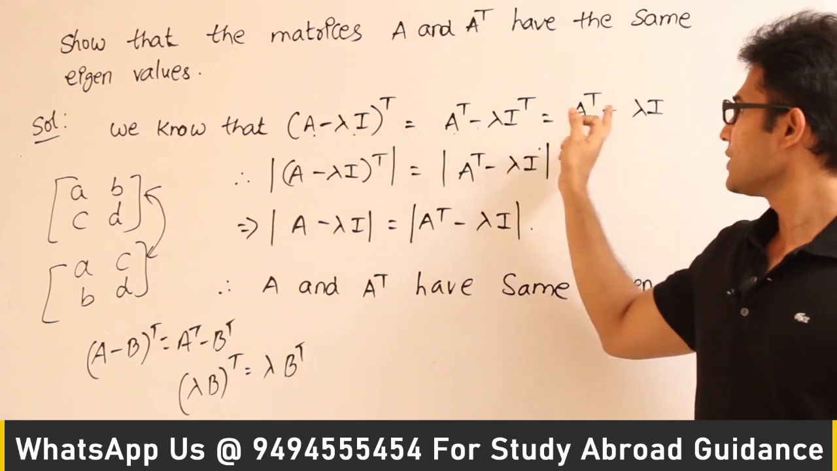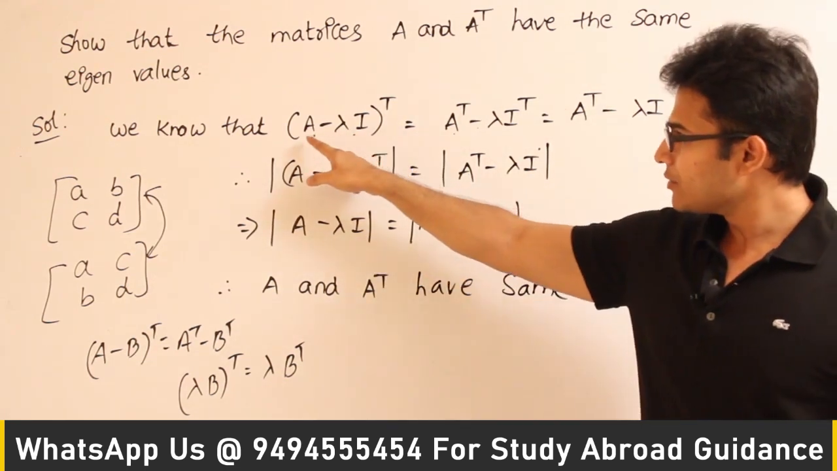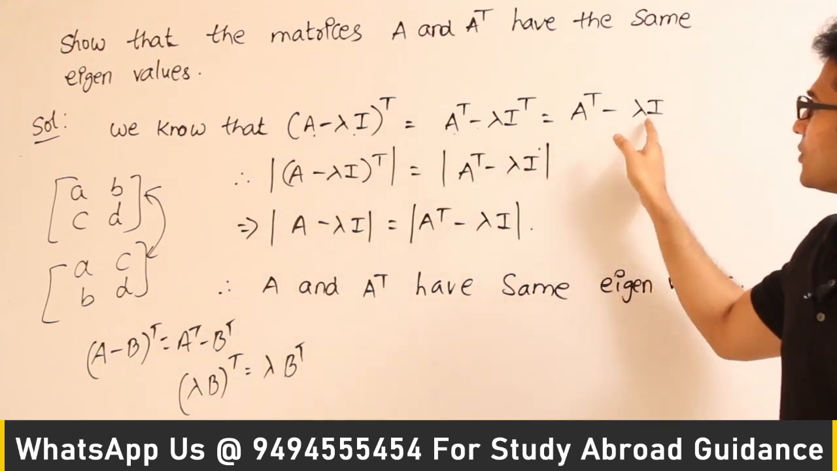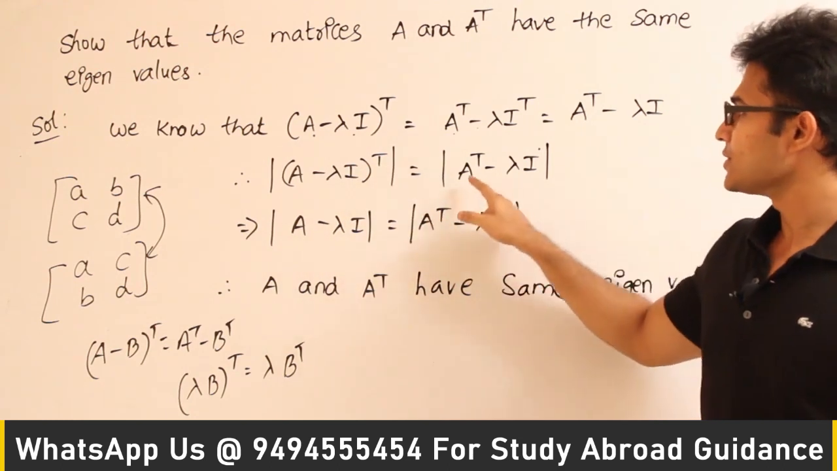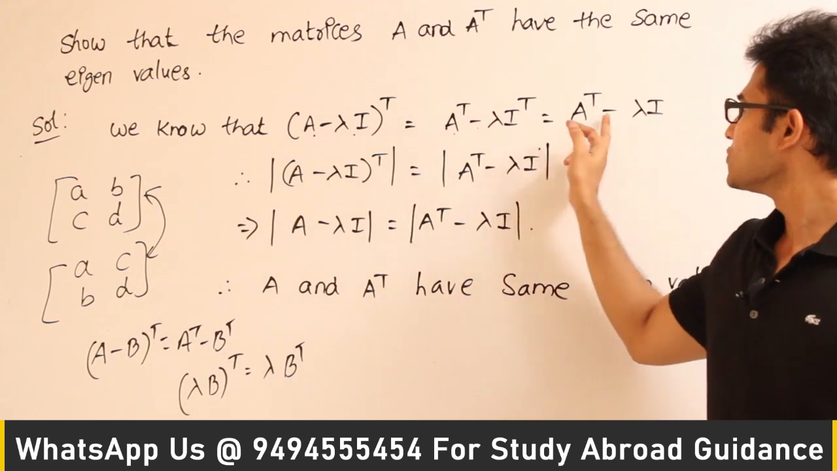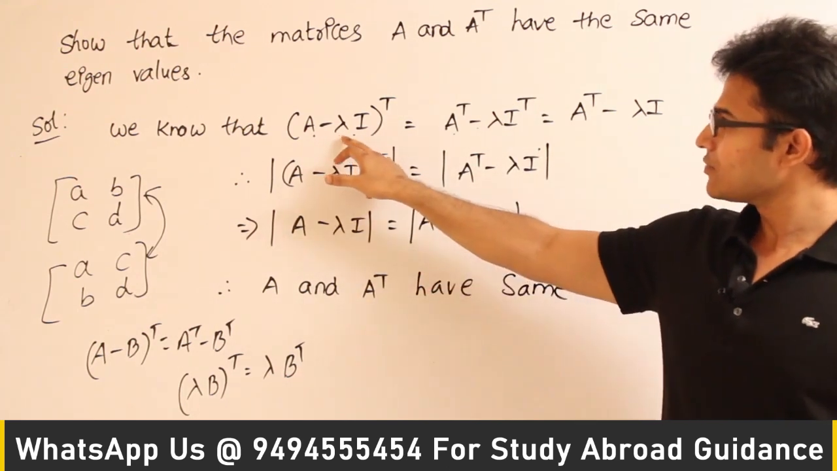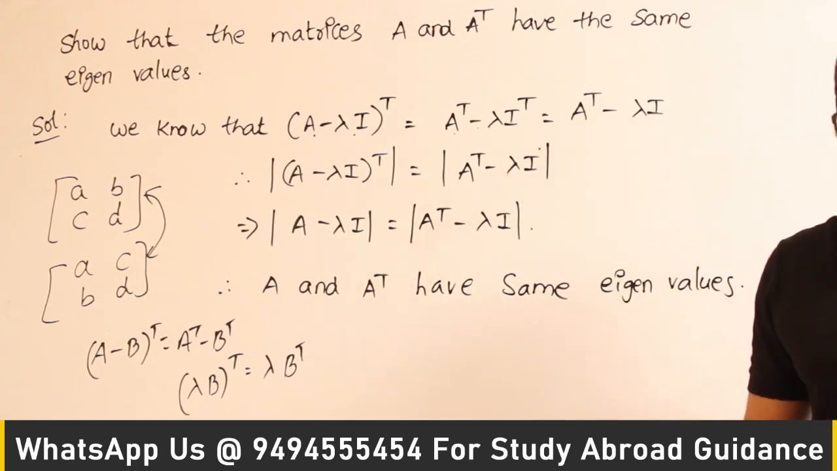Now let's try to apply the determinants on both of these. If these are two same matrices, then of course the determinant will be the same. That is why the determinant of this matrix is equal to the determinant of this matrix. What is it? (A minus lambda I) transpose is equal to A transpose minus lambda I. I didn't do anything here. I just proved these two are equal, and then I have taken this one and applied the determinant, and applied the determinant to this. I didn't do anything new here.